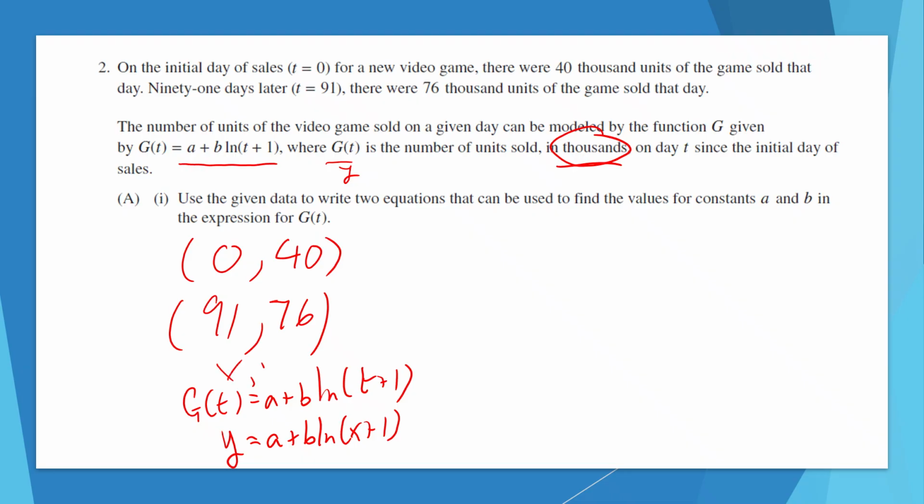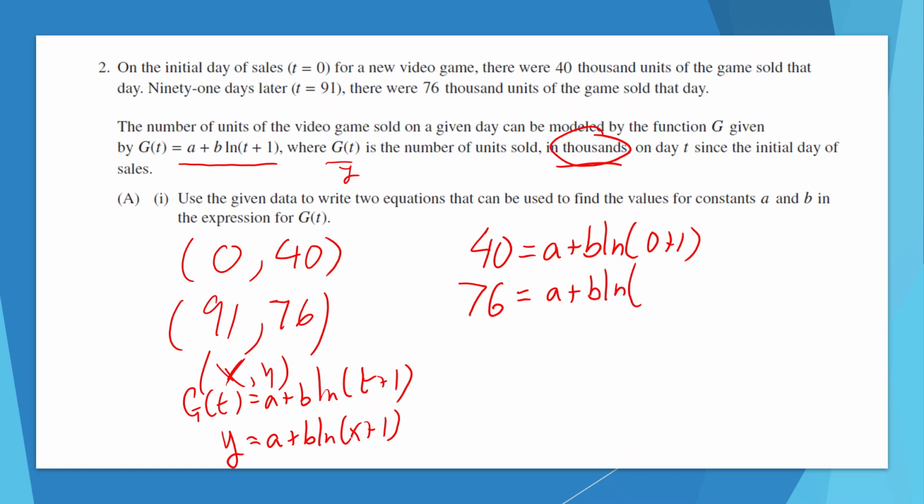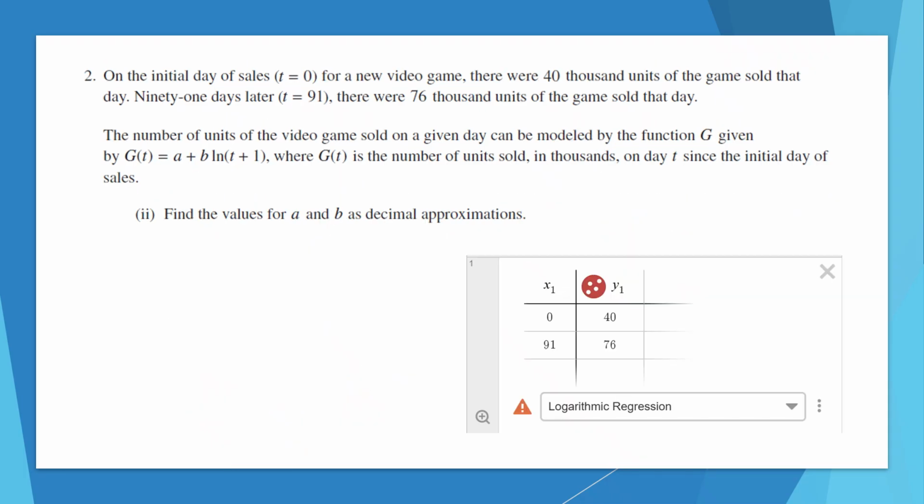And now we have our xy coordinate that we can just plug in. So this should be 40 equals a plus b ln 0 plus 1. And we don't even need to simplify the 0 plus 1. The next one is 76 equals a plus b ln 91 plus 1. And that should be our answer for number 2 there.